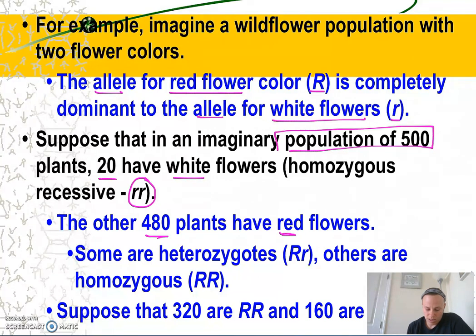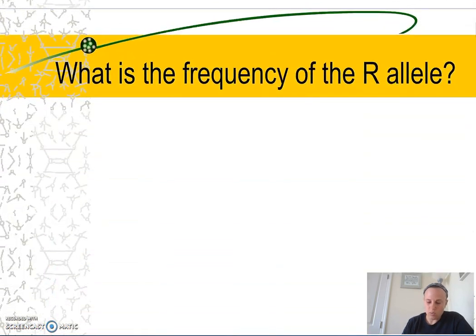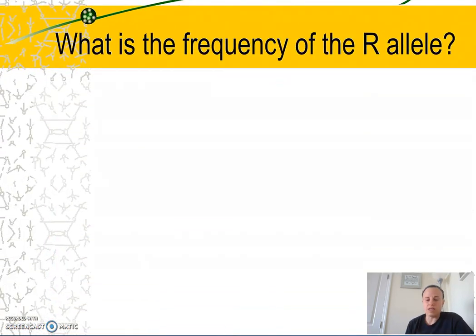Those red flowers could be heterozygous, represented by a capital R, lowercase r, or they can be homozygous, represented by two capital R's. And we're given the added information that 320 are homozygous dominant and 160 are heterozygous dominant. And the question is, what is the frequency of the R allele? So let's write this out.